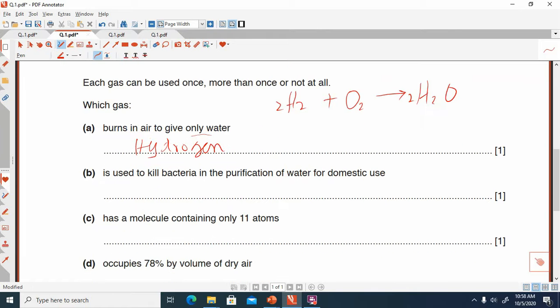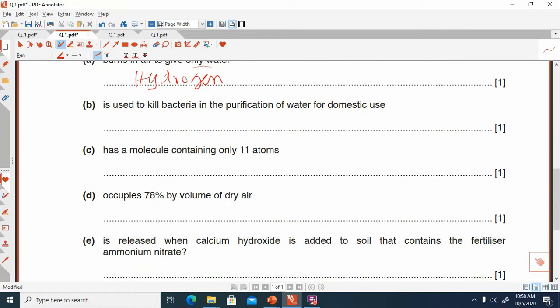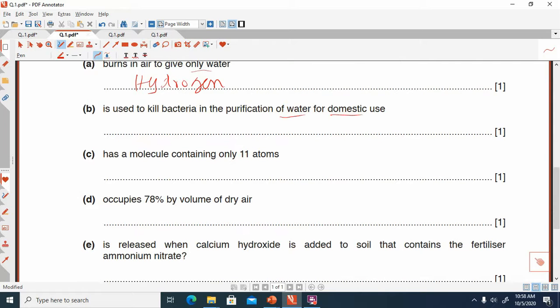Okay, then part B is which is used to kill the bacteria in the purification of water for domestic use. Now look at these options.